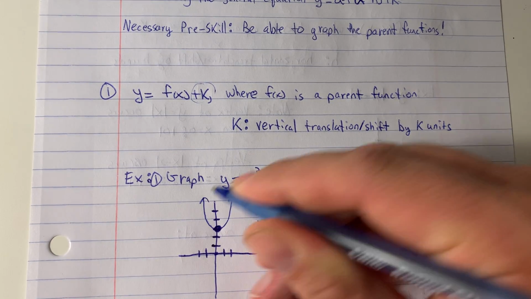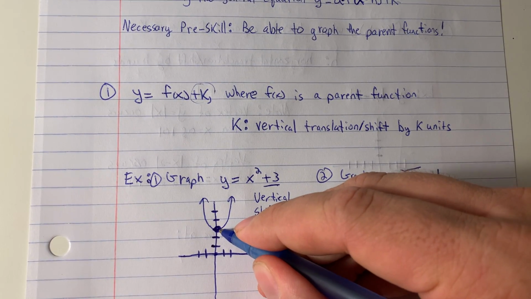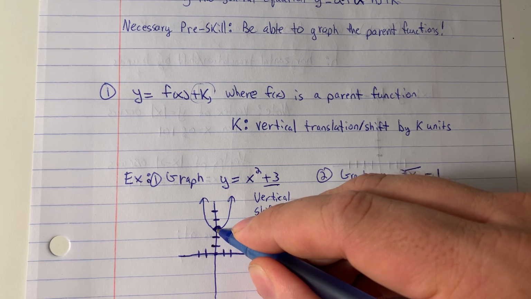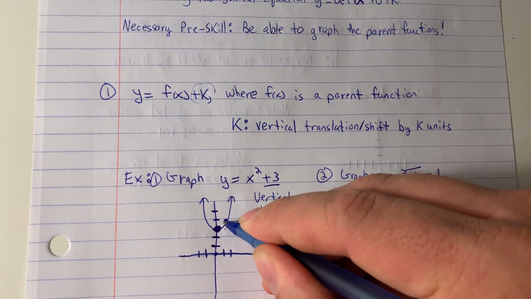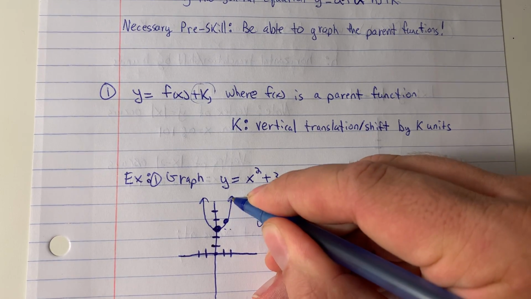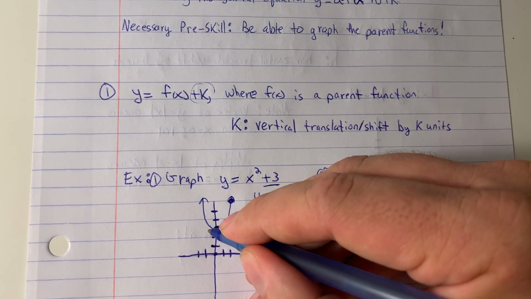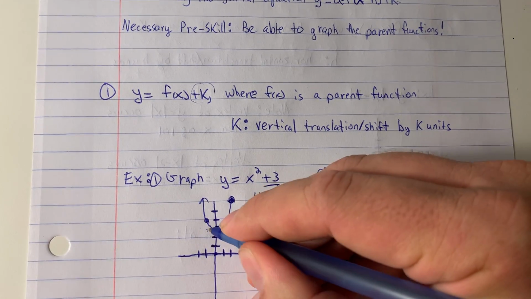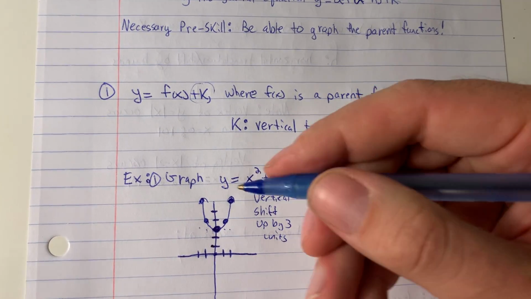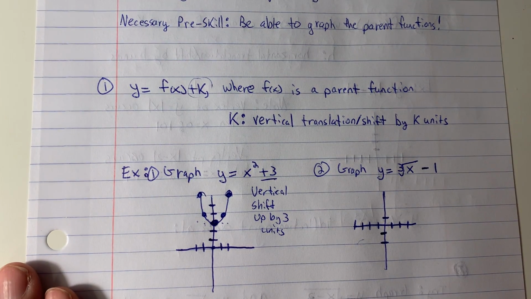If I want to be super good about this, I could actually square the numbers. So 0 squared is 0. I could go over by 1 and say 1 squared would be 1. 2 squared would be 4, and get my points that way. Negative 1 squared is 1. Negative 2 squared is 4. But for today, we're going to be pretty comfortable just going with the general shape.